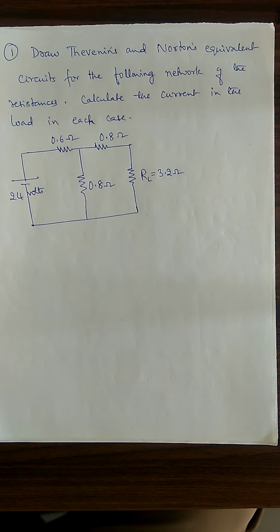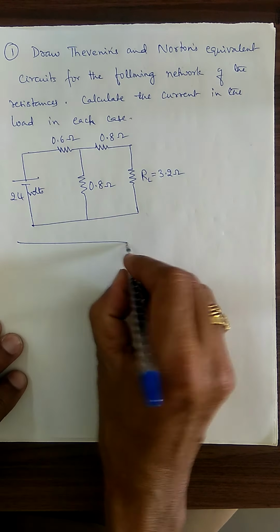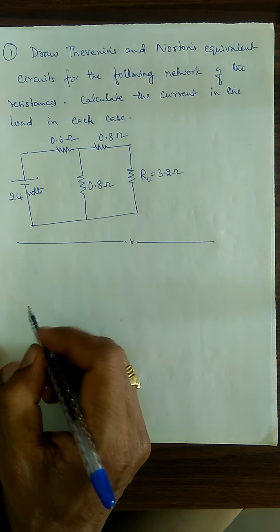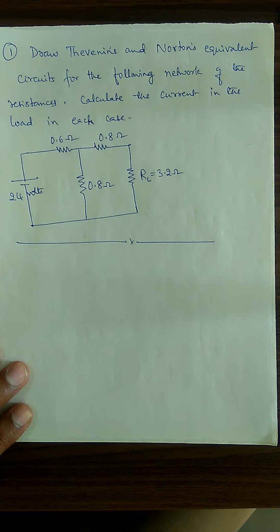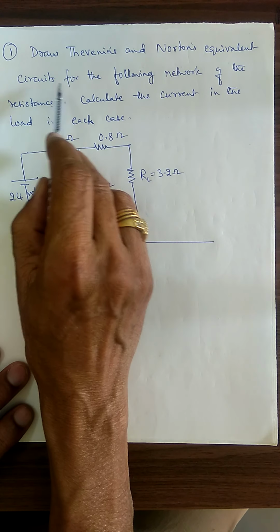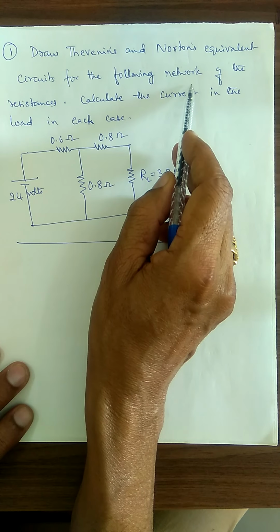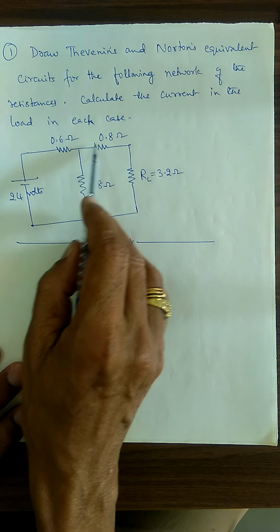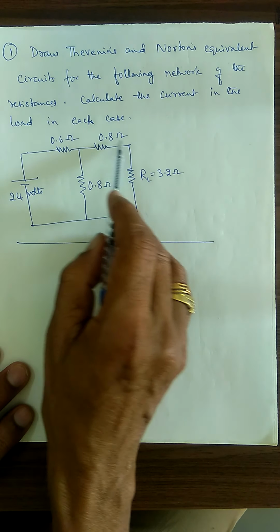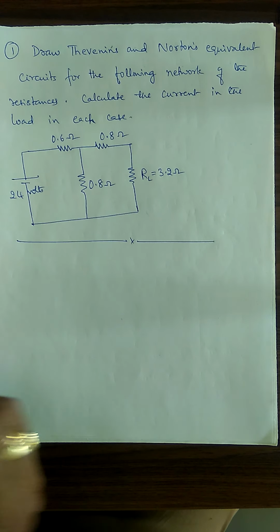Okay, students, listen and understand the first problem today. Today's first problem is this. Draw Thevenin's and Norton's equivalent circuits for the following network. For these resistances, calculate the current in the load in each case.